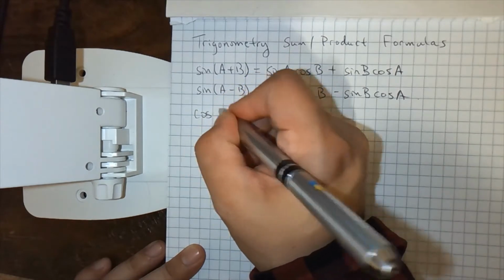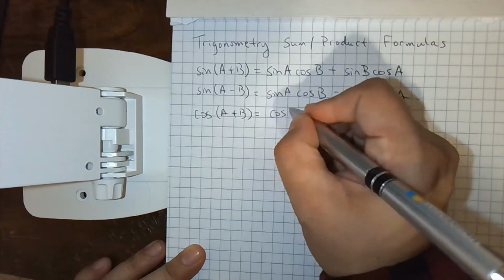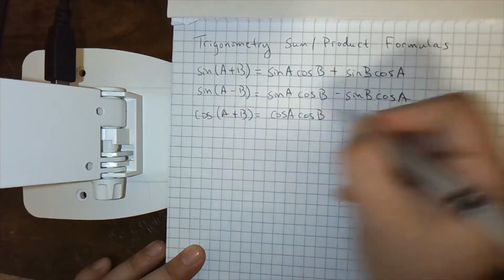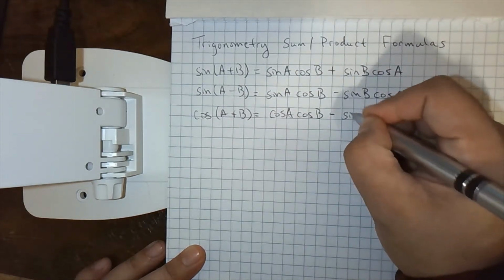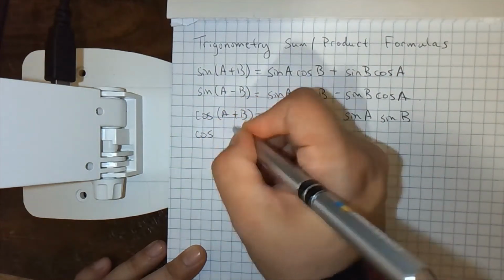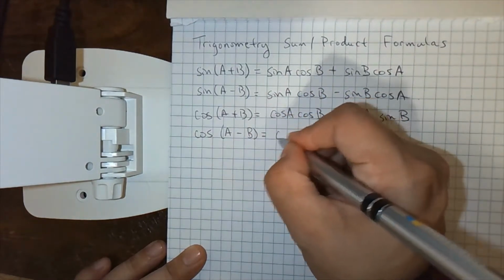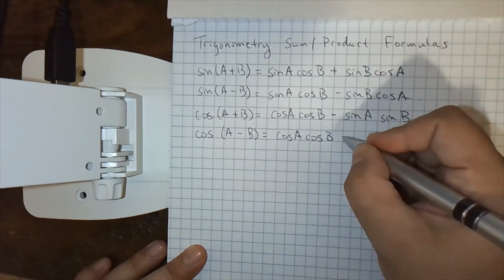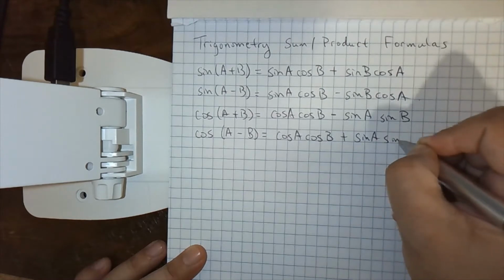The cosine one, pretty similar. This one starts with cosine A, cosine B. So now we have cosine and cosine. This one's a little weird. This plus actually makes it a minus over here. And then this is sine A, sine B. Cosine A minus B is cosine A, cosine B, and then this minus is now plus sine A, sine B.